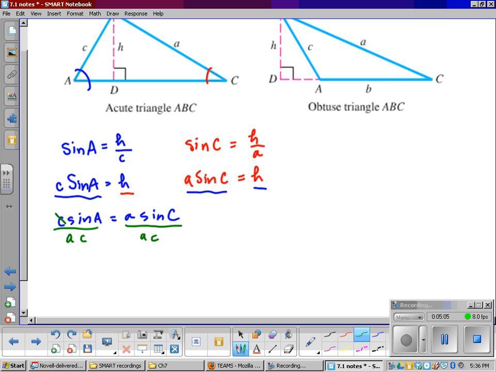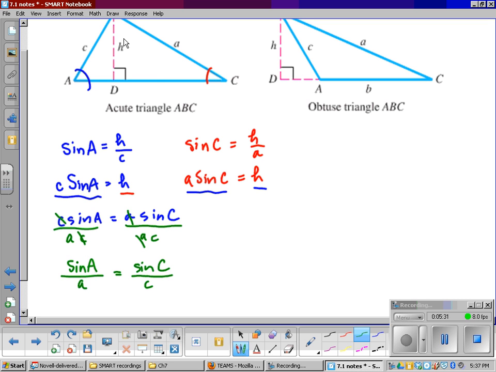And when I do that, the C's are going to cancel here, and I get sine of angle A is to A, as here the A's are going to cancel, so I get sine of angle C is to side C. Notice the angles are in capital letters, the sides are in lowercase letter. So this is the law of sines.